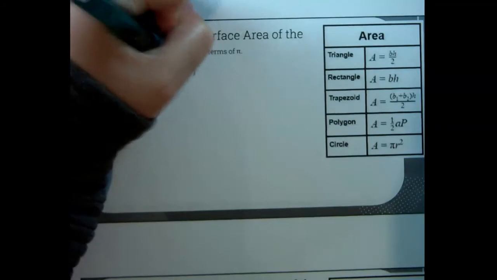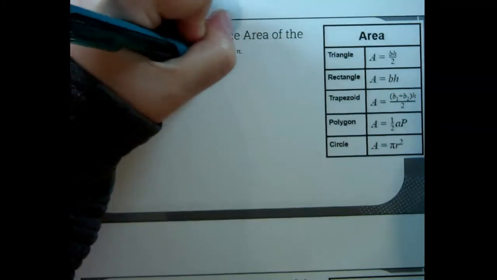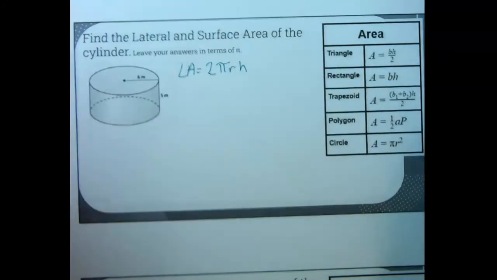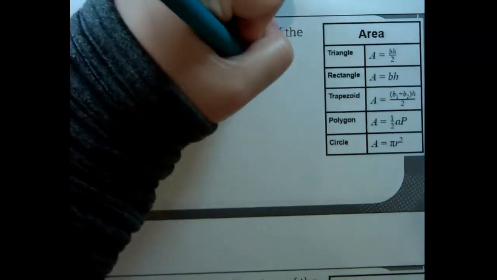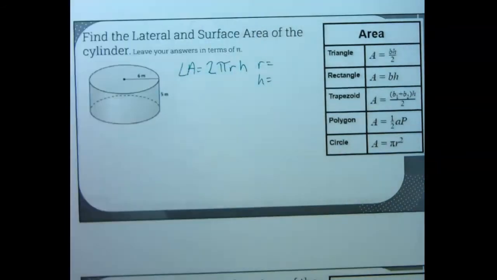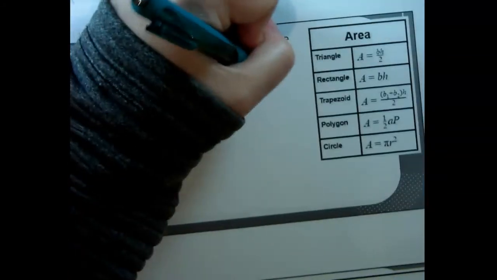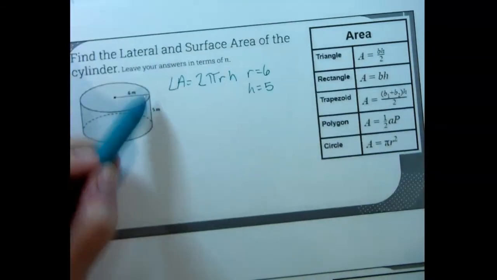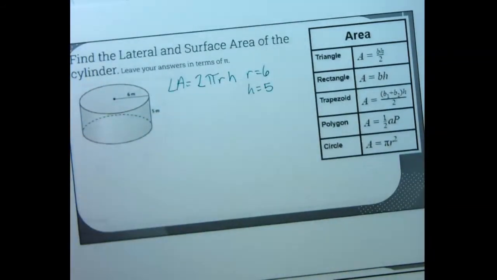All right, so the lateral area is going to be 2 pi r h, all multiplied together. No addition symbols or subtractions or anything. We just need to find our radius and our height, which is still how far apart are the bases, but on a cylinder you can say how far apart are the circles. Our radius is going to be 6 units long. Our height is 5. Our bases are the 2 circles.